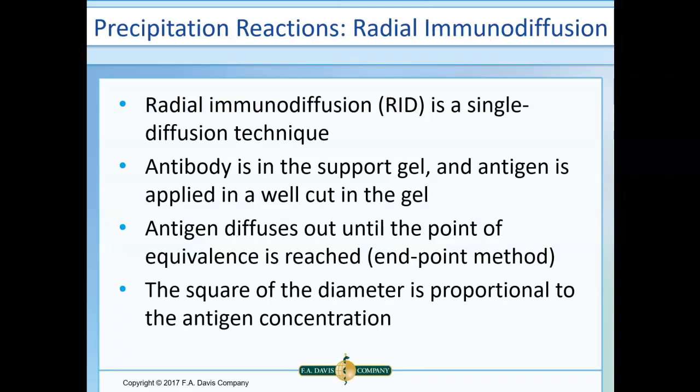All right, so the first one we'll talk about is radial immunodiffusion. This one may sound familiar because we talked about it with the complement. Radial immunodiffusion is a single diffusion technique where antibody is in the gel and the antigen is applied to a well cut into the gel. Antigen will diffuse until the endpoint of equivalence is reached. Those antigens and antibodies want to stick together, kind of like a magnetic attraction. So it will travel through the gel to meet an area of equivalence within that gel that we can actually measure. The square of the diameter is proportional to the antigen concentration.